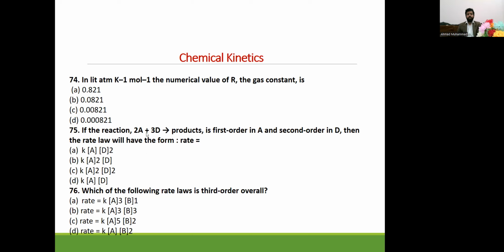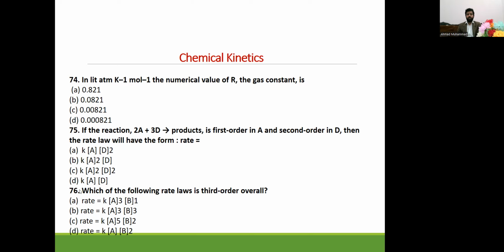If the reaction 2A plus D going to product is first order in A and second order in D, then the rate law will have the form: rate is equal to K into concentration of A into concentration of D square. B option is K into concentration of A square into concentration of D. Third is K into concentration of A square into concentration of D square, and D option is K into concentration of A into concentration of D. So the right option is option A, K into concentration of A into concentration of D square.